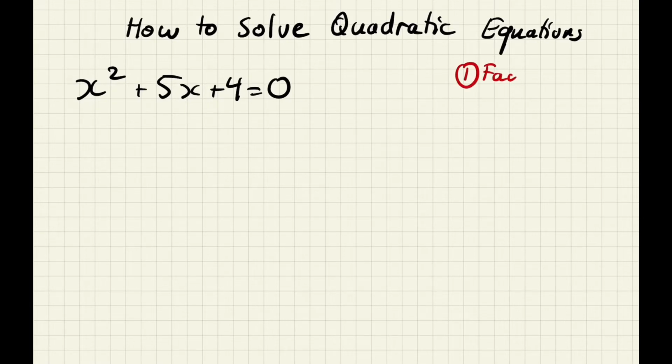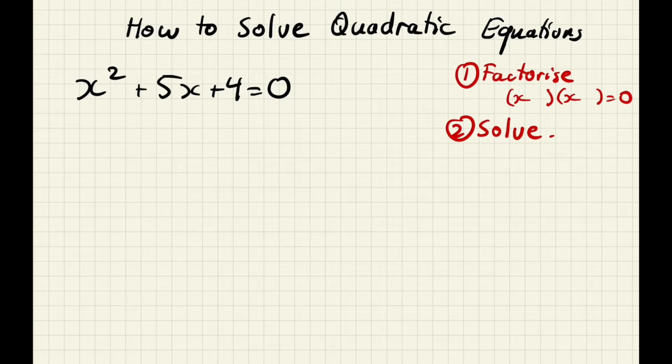First of all, we need to actually factorize our quadratic equation into a set of brackets, and then after that, we can proceed to solve our equation. So let's look at step one, which is how do we factorize a quadratic equation into brackets? For this, we need to look at these two numbers, the 5, or whatever the term is in front of the x, and the constant term, which is 4.